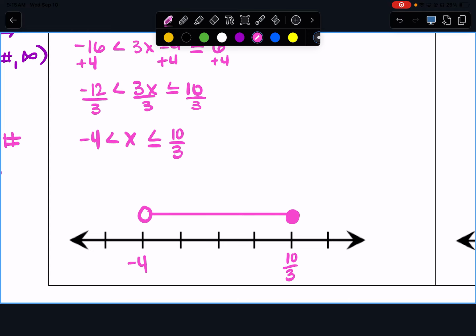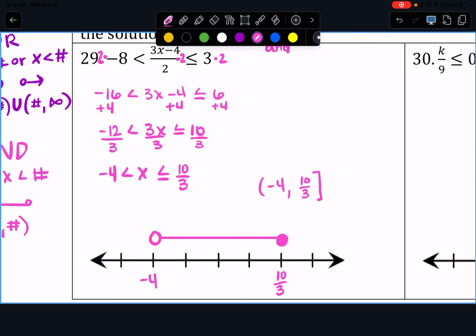That is why I like to give y'all the blank graphs, because you can just label it with the numbers you need. If this was a normal number line, you would have to find where 10/3 is. That's just a lot. How would I do the interval for this? Parentheses, negative 4, 10/3. Just like that. So that is an example of an "and" compound inequality.